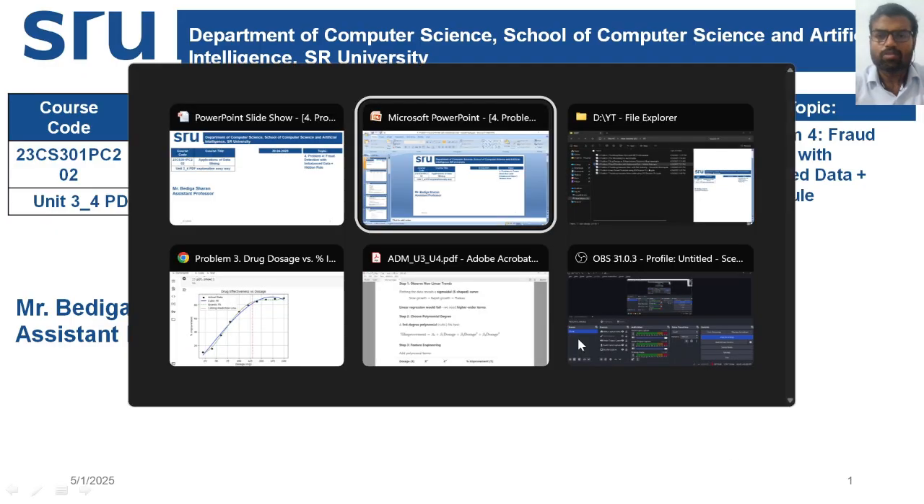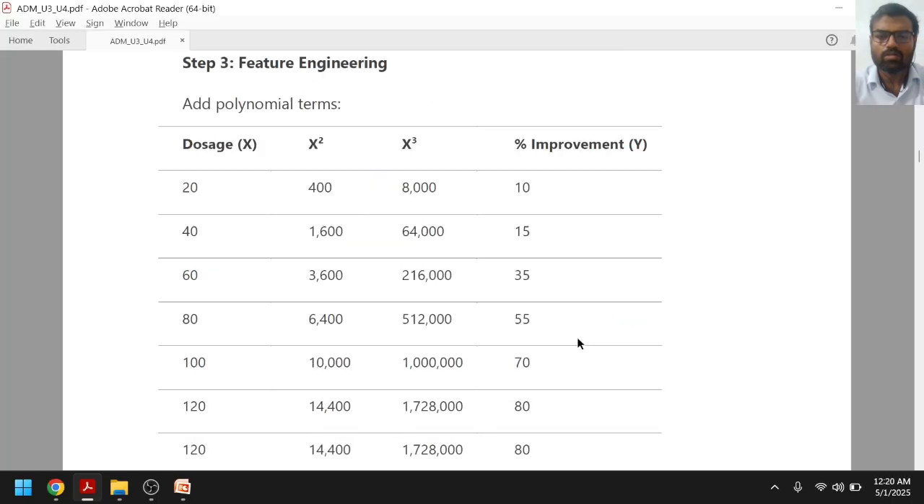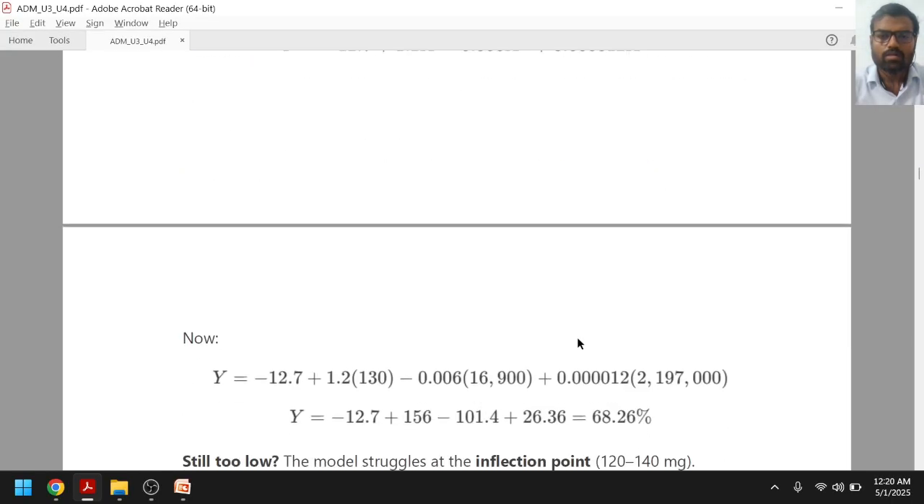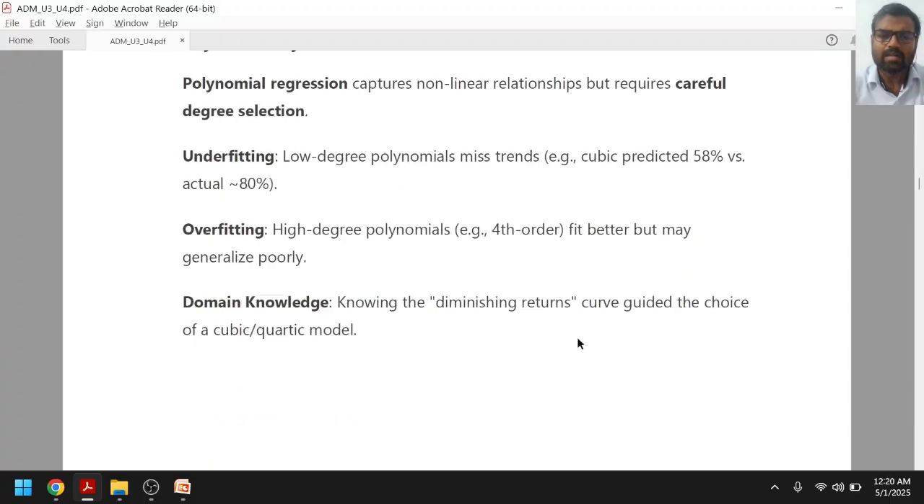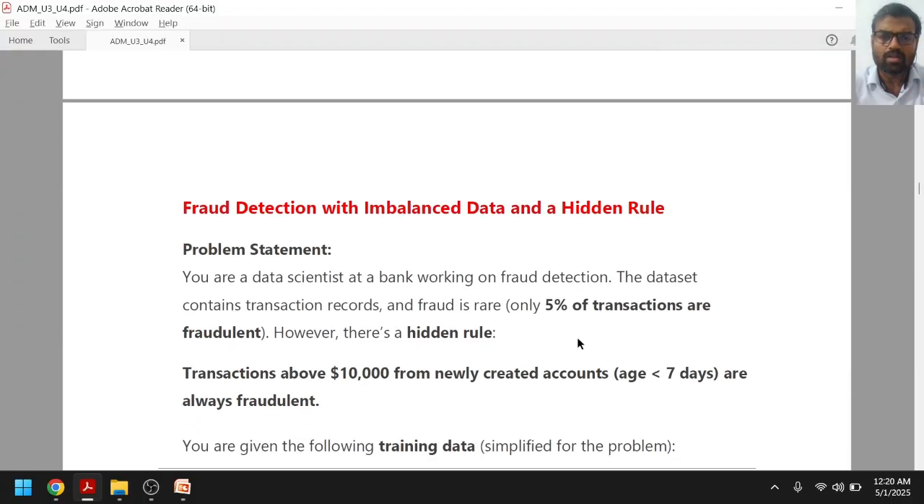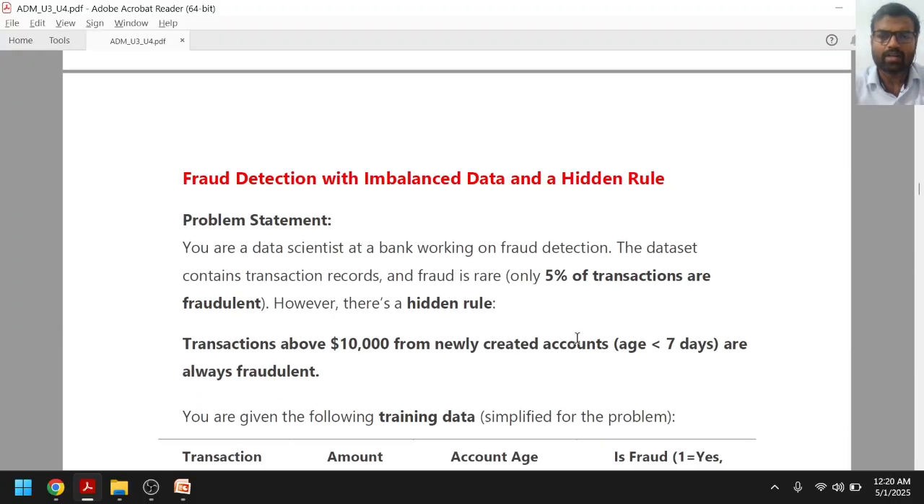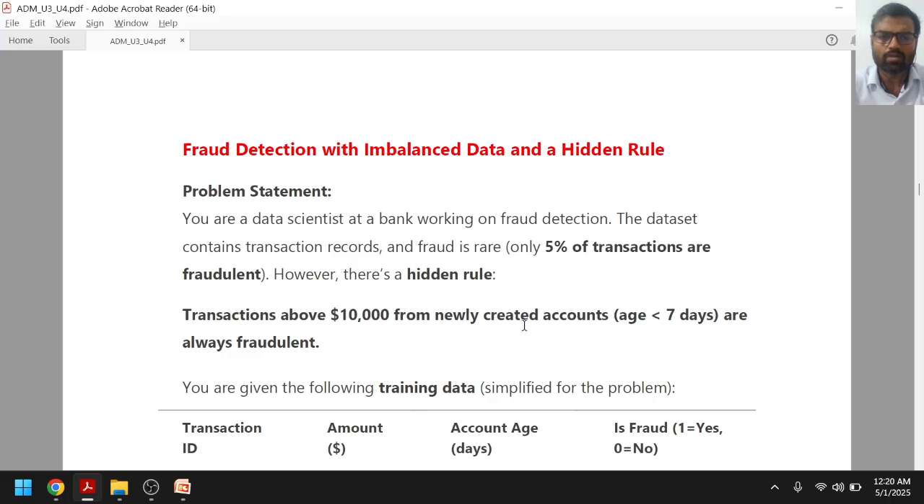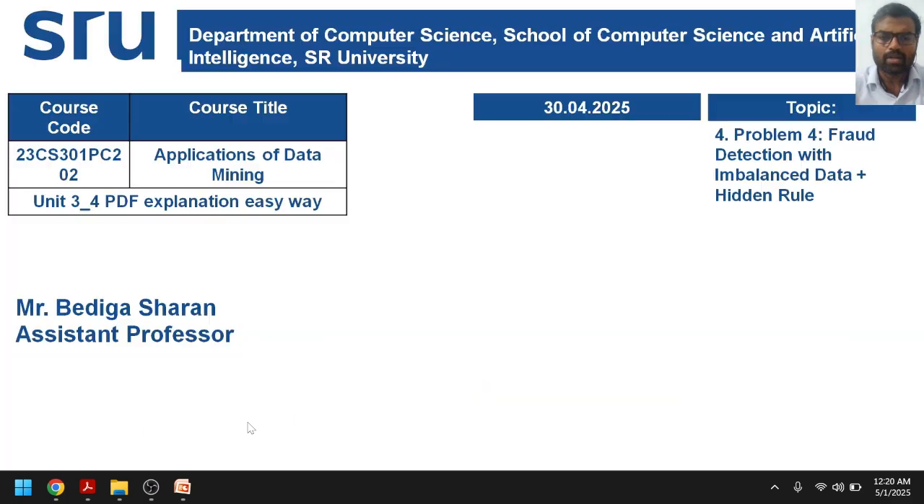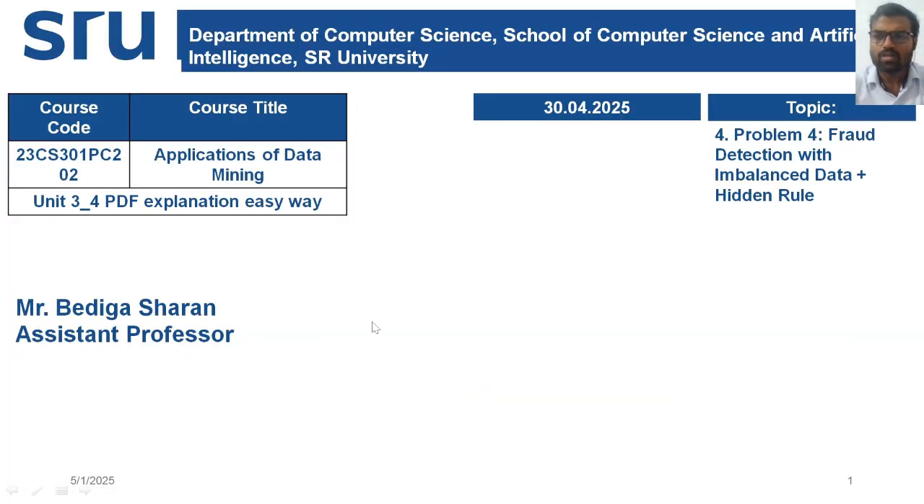Now let's get back into problem 4. Sorry students, I think I didn't cover problem 3 correctly because my slide is missing. So I'm directly getting into problem 4. I think I'm very confident in slide 4. I made it. Yeah, this one.